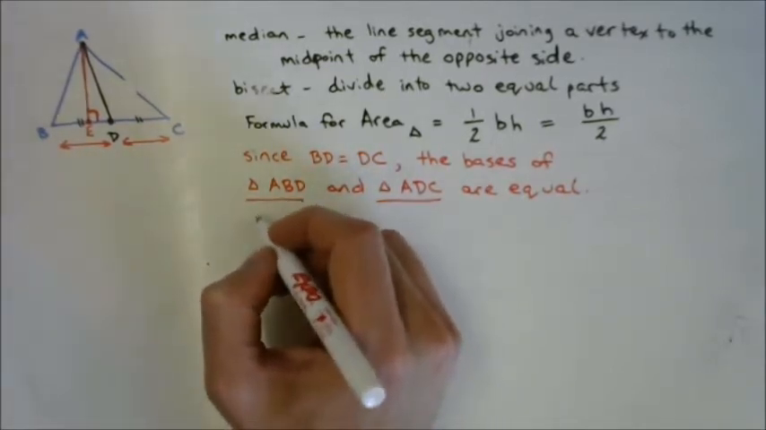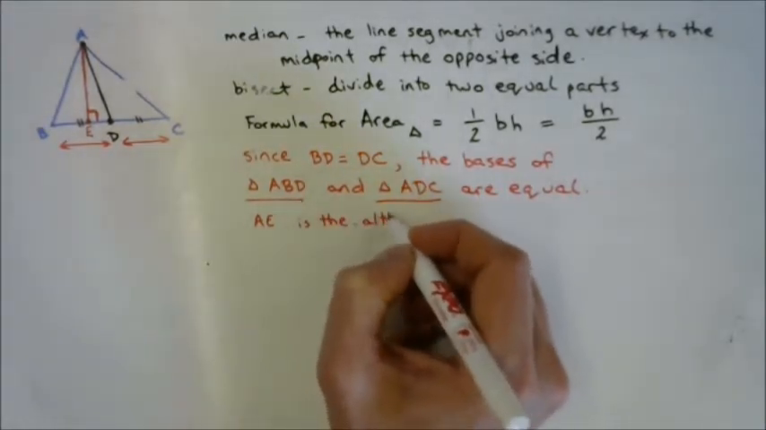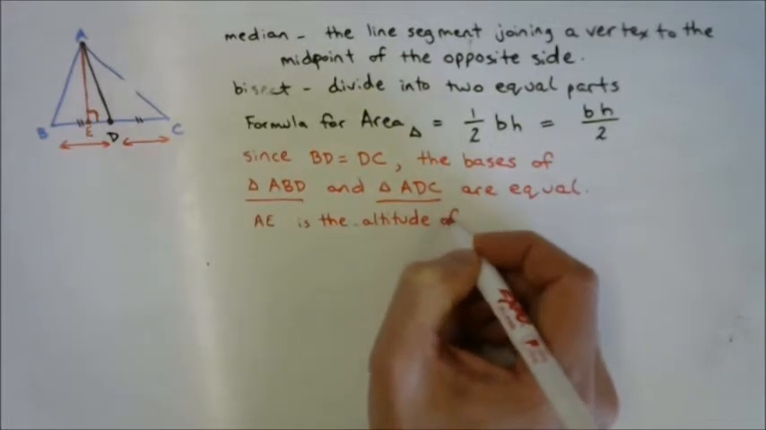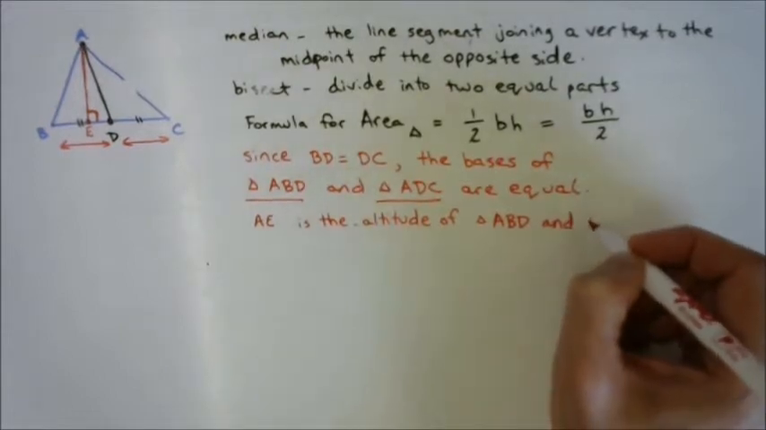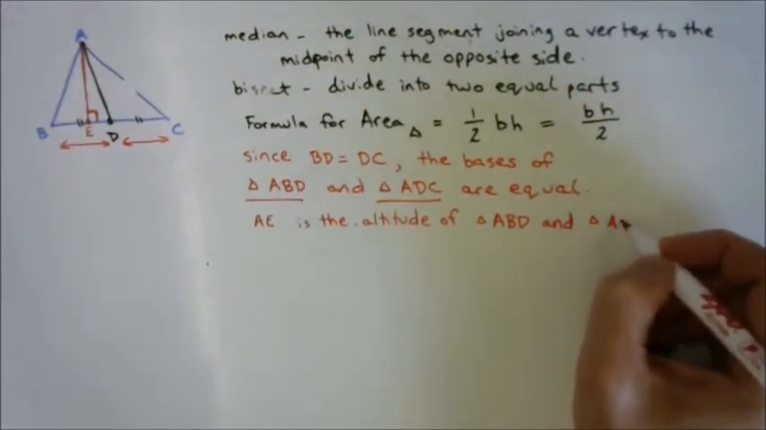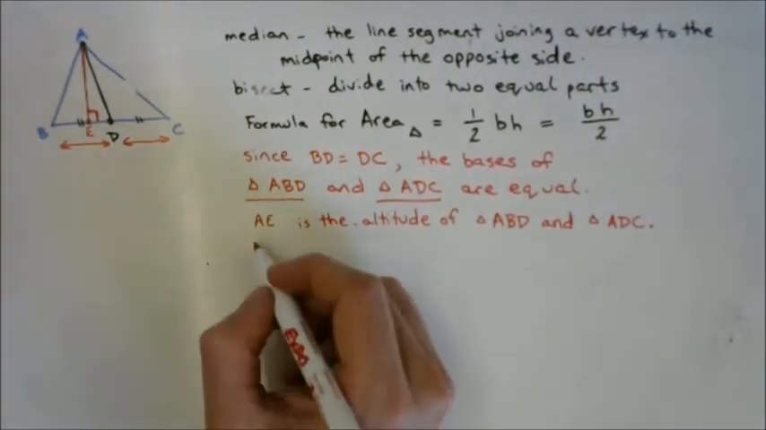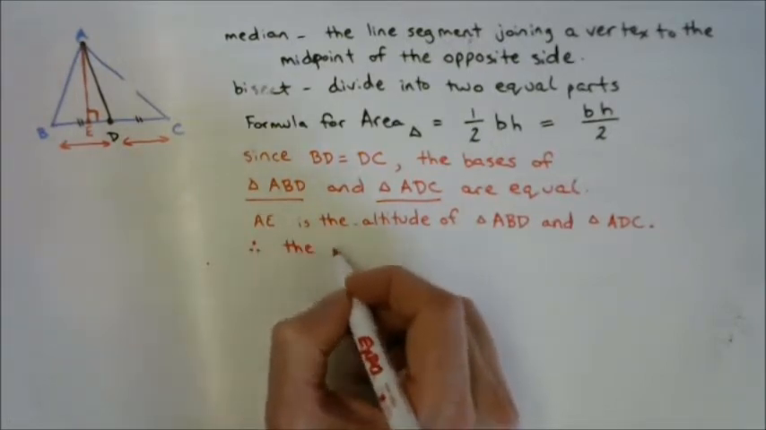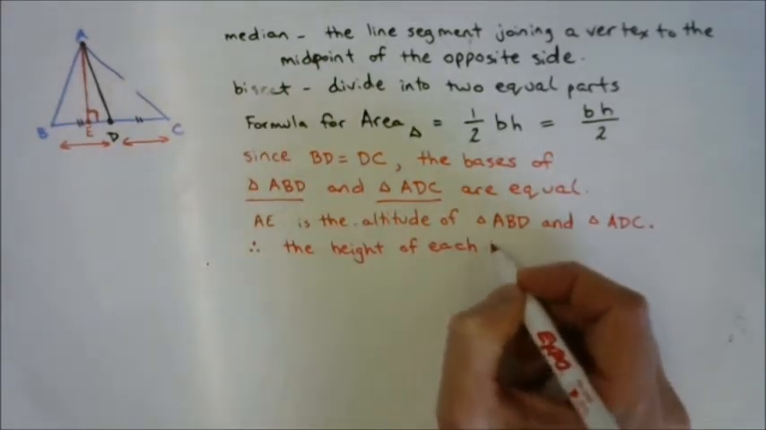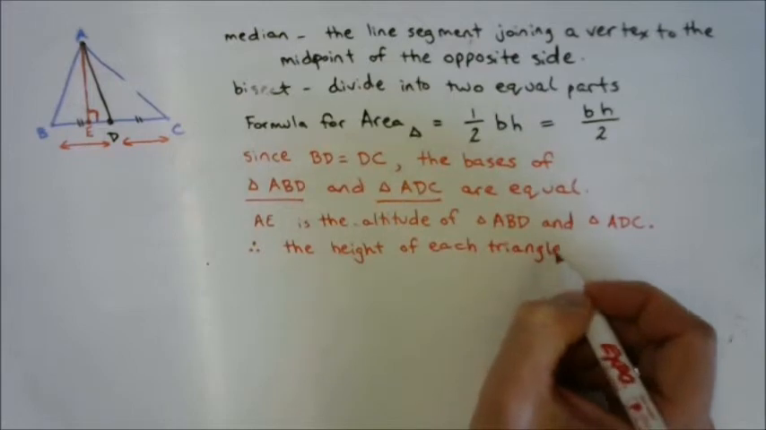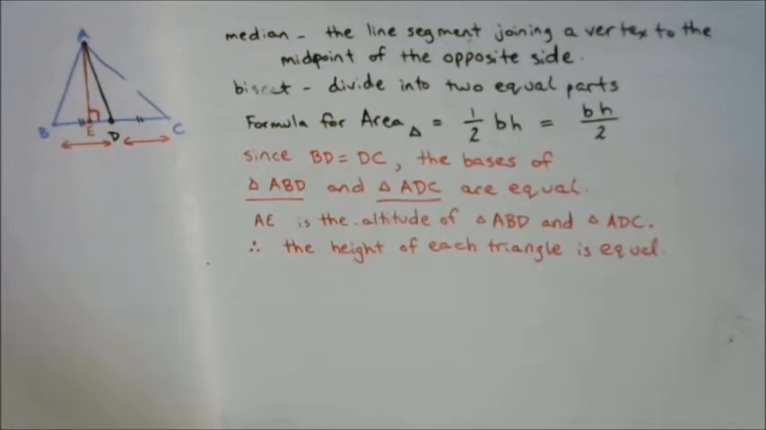AE is the altitude of triangle ABD and triangle ADC. Therefore, the height of each triangle is equal.